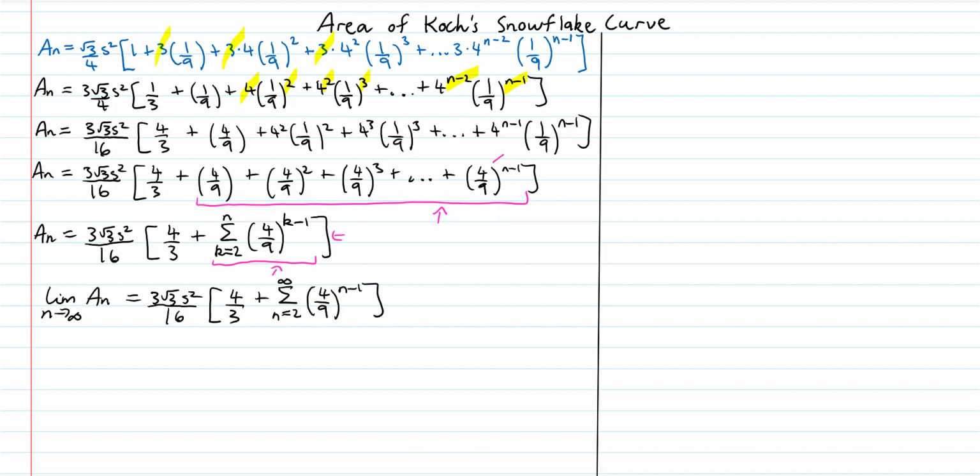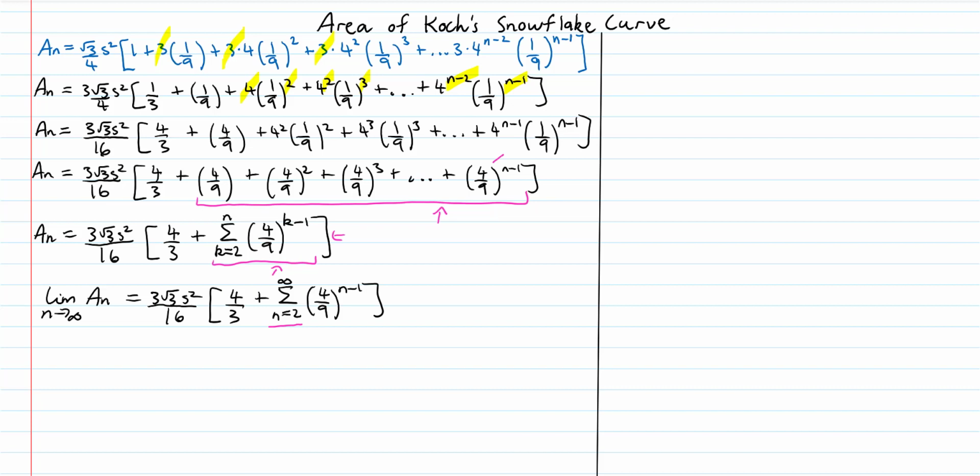So we've just renamed this summation index here as n instead of k, which you had in the previous line, just to make it clear that we're going from n equals 2 and we're taking the limit as n goes to infinity, so that's why I've got that sum going up to infinity. But the first term is going to be the same, it's going to be 4 over 9, and then we're going to have plus 4 over 9 squared.